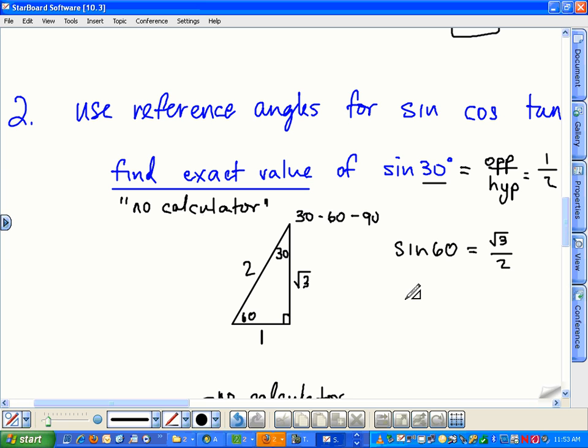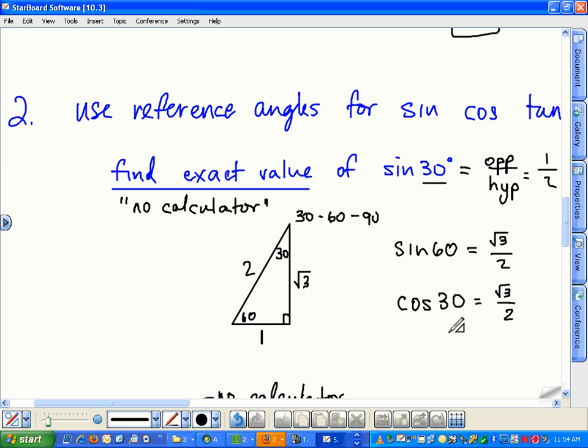What about this one? Cosine of 30. What if I asked you to do the cosine of 30? What's the definition of cosine? Adjacent over hypotenuse. What's the adjacent side for 30 degrees? Square root of 3 over 2. So the cosine of 30 is the square root of 3 over 2. These we're all figuring out without a calculator.